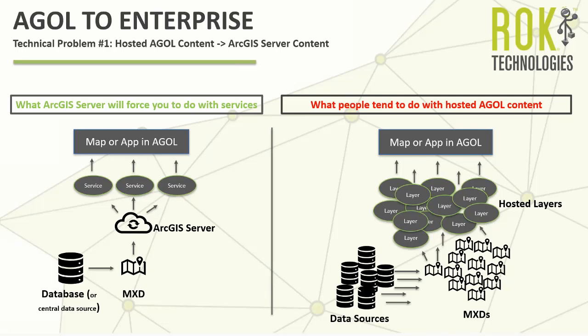And so some of the things that you should think about ahead of time are: how do I have a clear path for how my data gets from my local environment to AGOL? How do I keep track of it the whole time? And how do I have a clear and concise publishing strategy that will also work with ArcGIS Server?